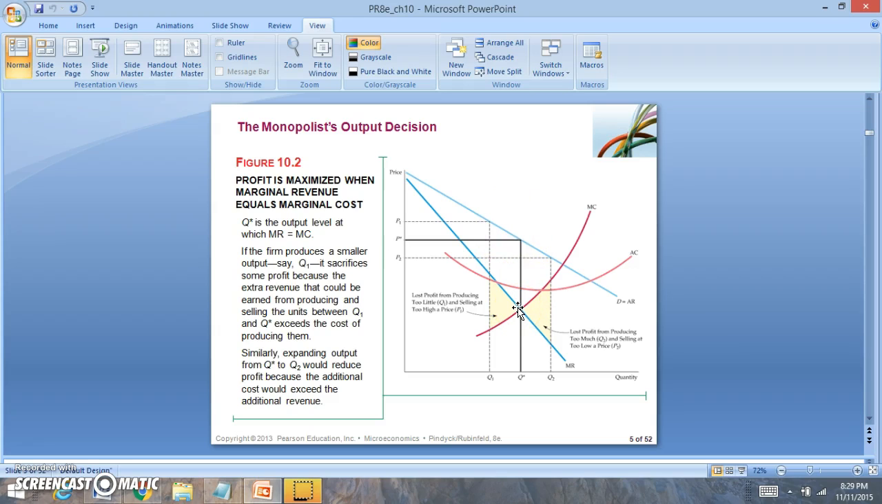Now, a couple of questions that you could get on the test. I could give you the level Q1. I could give you the level Q2. If I give you different levels, you need to focus on the profit maximizing level right here, Q star. You need to focus on the profit maximizing level because everything will go back to this area right here.